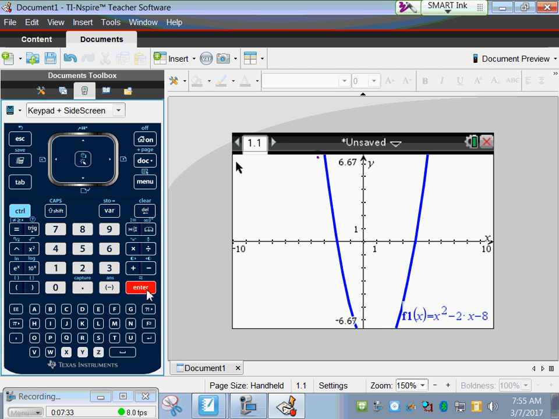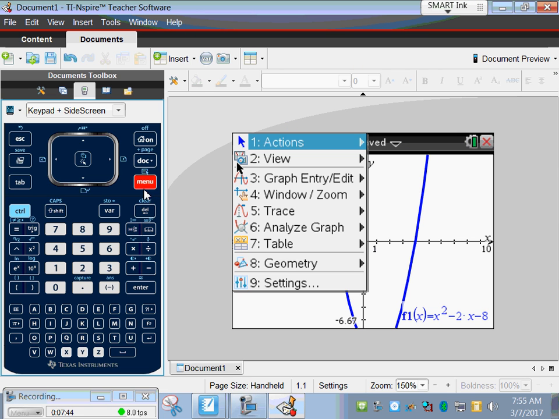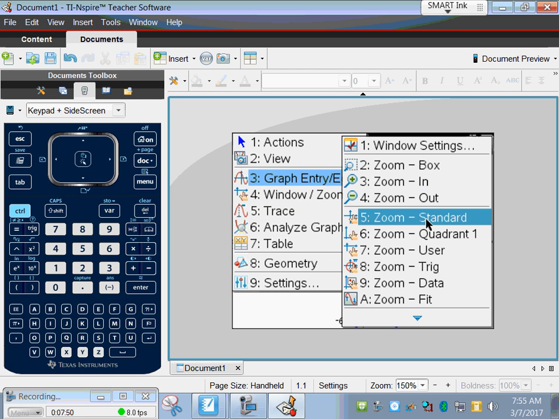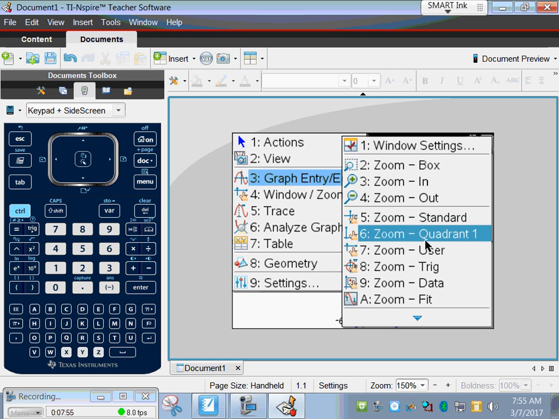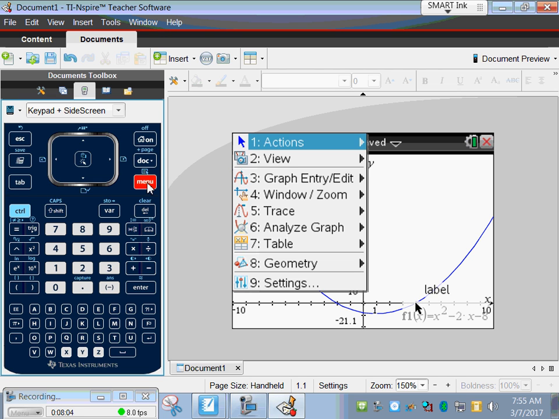Okay, if your window is not right, you can go to menu, and you're going to have to learn how to adjust your window anyways. Go to menu and go to window/zoom. If you want the normal 10 by 10, I normally just go to Z standard. Sometimes Zoom Fit can work really well. You might try Zoom Fit, and it showed me a little lower on my graph, but it still kind of looks funny to me.